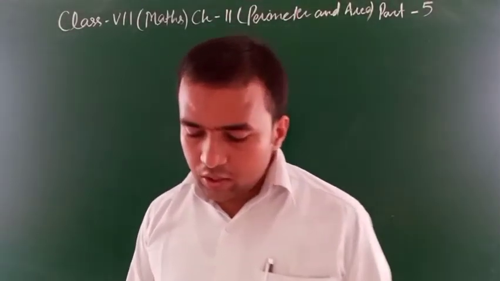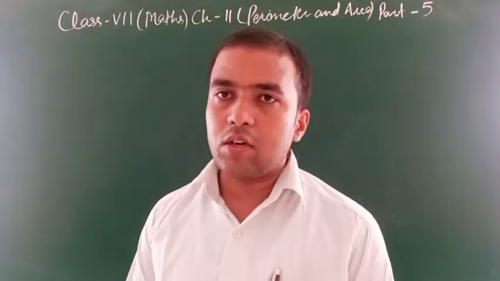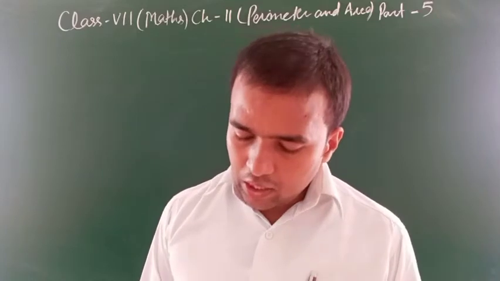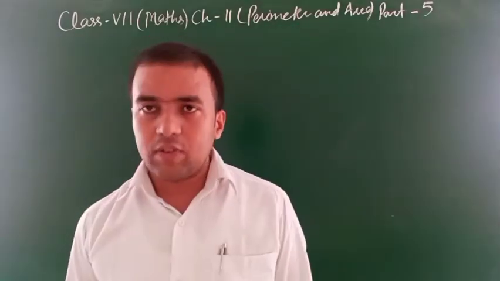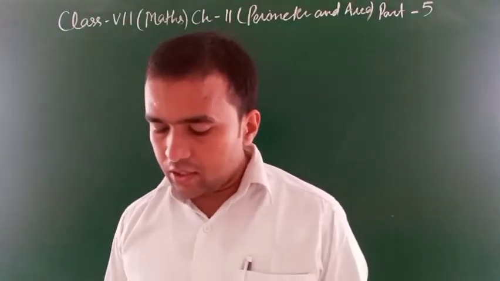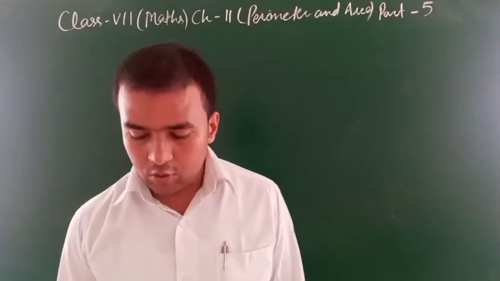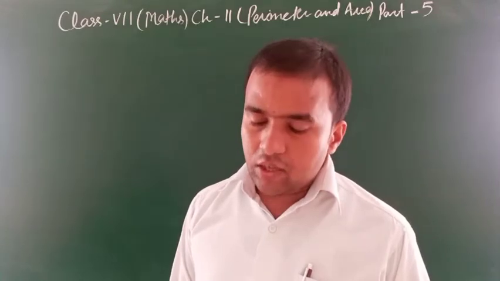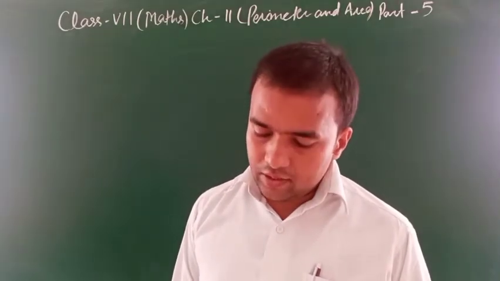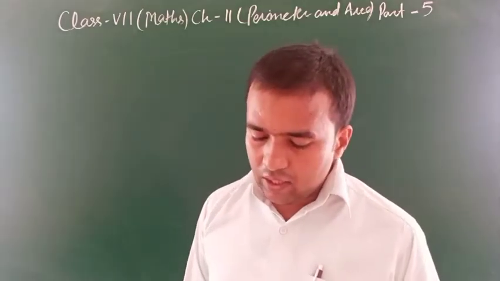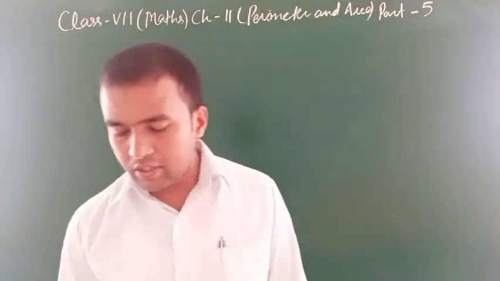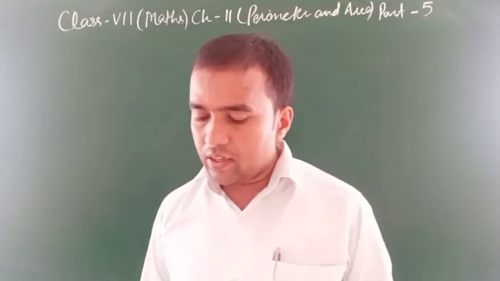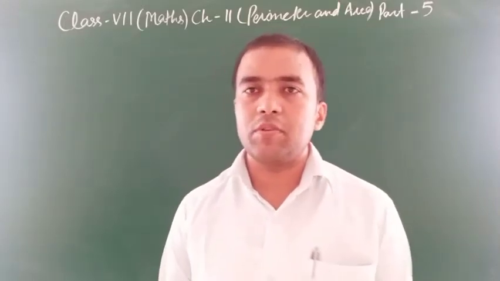Question number 2 you can do. 3 also you can do, like question number 1. Question number 4 I am telling you. A veranda of width 2.25 meter is constructed all along outside a room, which is 5.5 meter long and 4 meter wide. Find the area of the veranda, and second is the cost of cementing the floor of the veranda at the rate of 200 rupees per meter square.